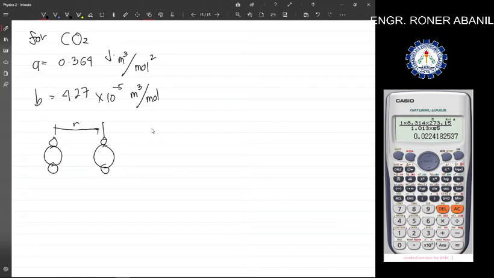So, kapag daw yung F of r is positive, ito daw is repulsive. Kung yung F of r naman is negative, ito daw is attractive force. Okay?